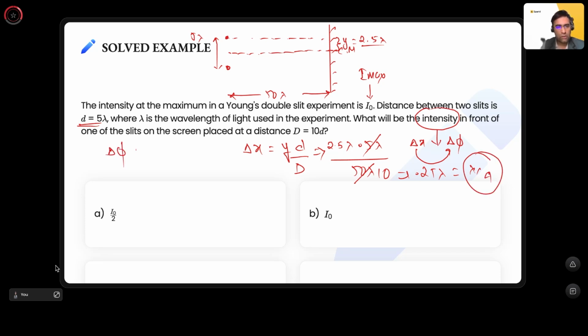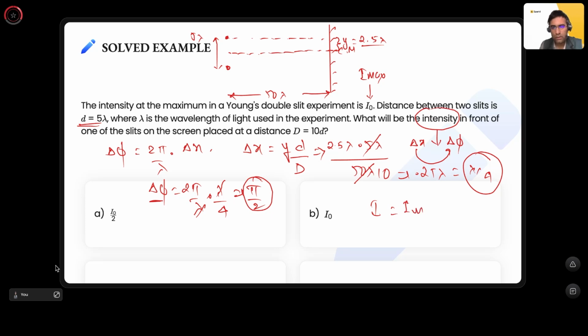Now delta phi is equal to 2 pi by lambda into delta x. So delta phi will become 2 pi by lambda into lambda upon 4. So it will be pi by 2. All right. So the phase difference is pi by 2. वहां पर हमें intensity निकालनी है. अब intensity जो होती है वो I max into cos square delta phi by 2 होती है. तो I max is I naught into cos square 45, it will become I naught upon 2. So this will be my answer.